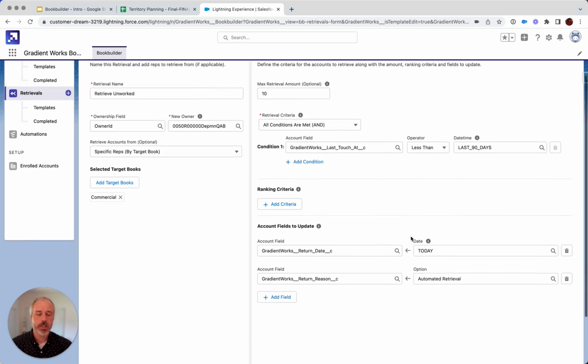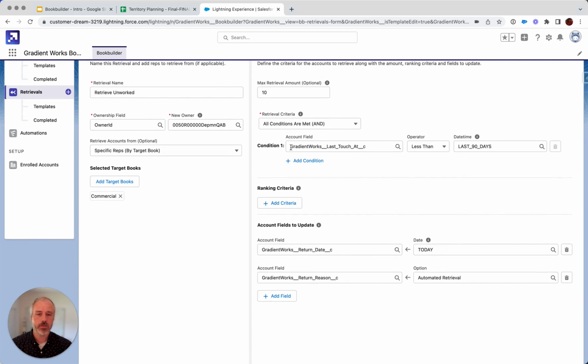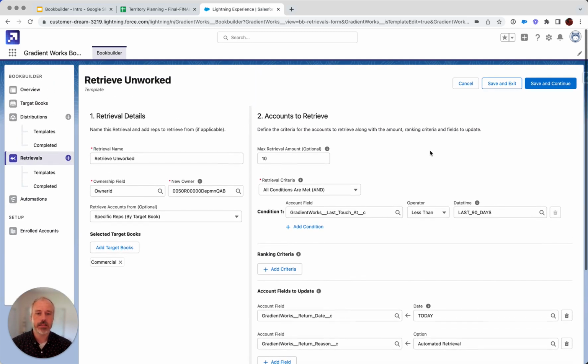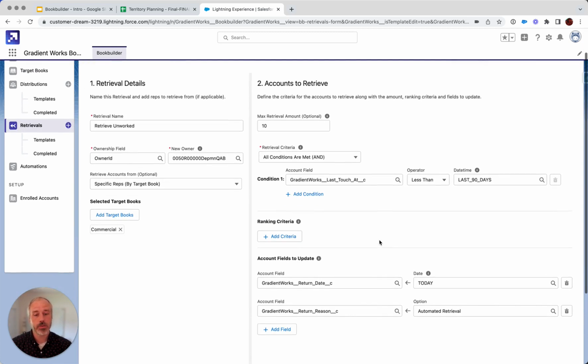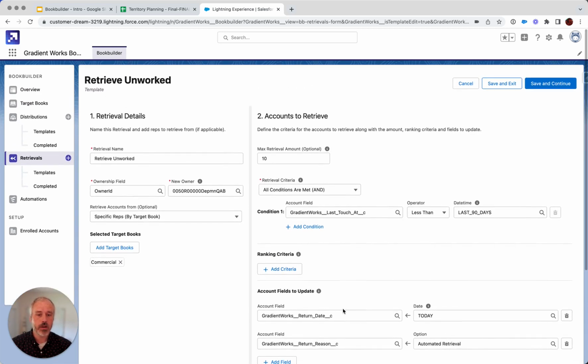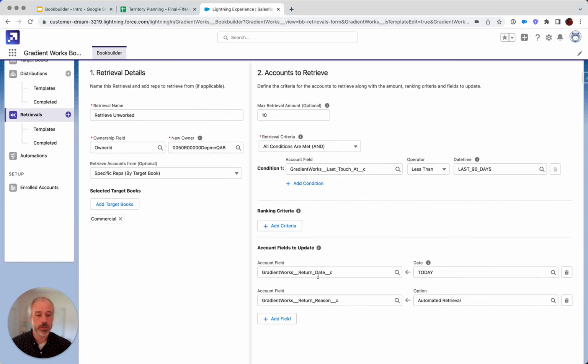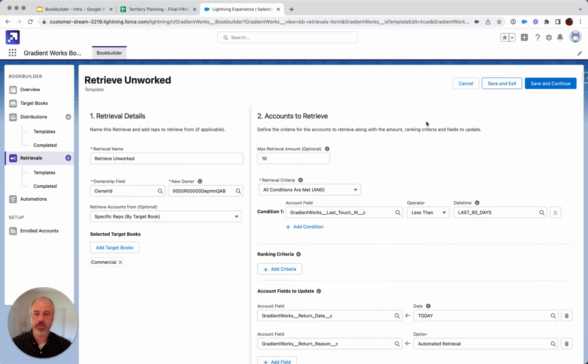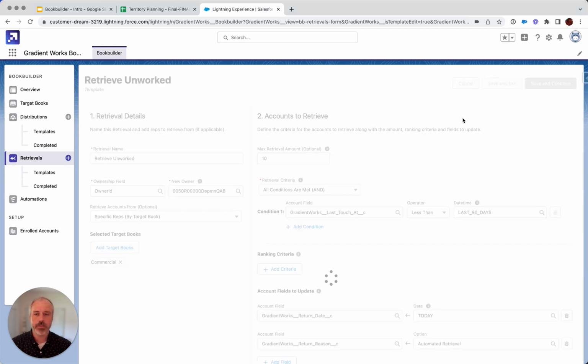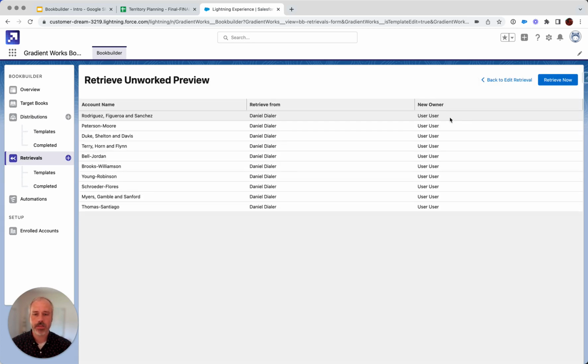So in this particular case, he's going to make sure that he's retrieving accounts that haven't been touched in the last 90 days per their rules of engagement. We're also going to set this up where we'll stamp the accounts with a return date of today and make sure that we track a return reason, again, for future reporting. So Ron's going to go ahead and hit Save and Continue.